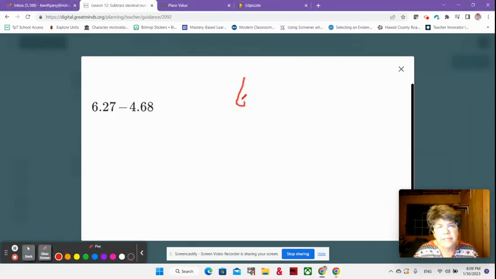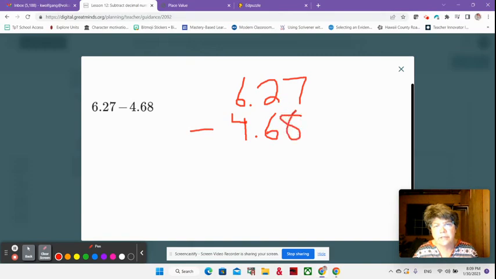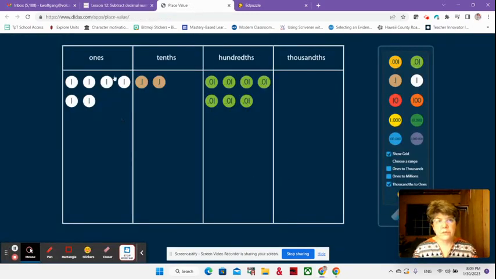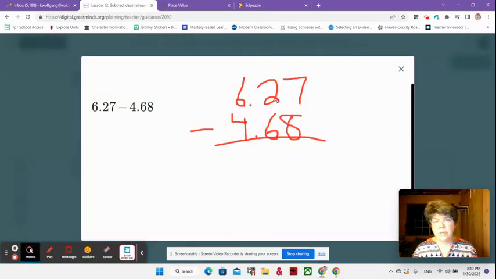So I'm going to rewrite it: 6 and 27 hundredths minus 4 and 68 hundredths. We're going to look at it here in the vertical form, and then we're going to look at it here in place value. Okay, so you can see we have 6 and 2 tenths and 7 hundredths, just the same as we have here. 6 ones, 2 tenths, and 7 hundredths. And then this is what we're going to be taking away. So of course I didn't put it there because we're going to be taking it away.